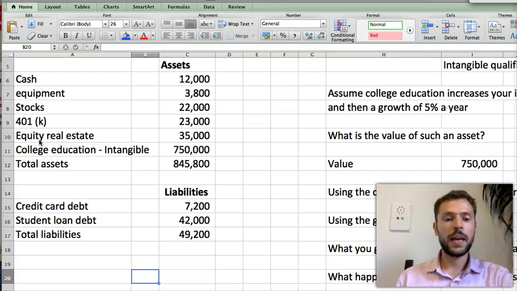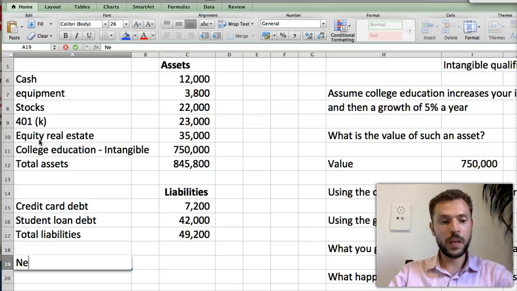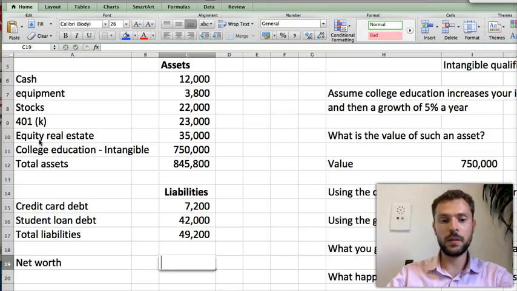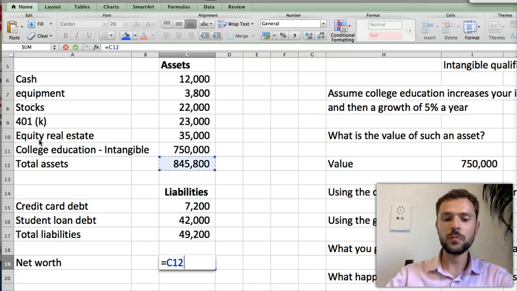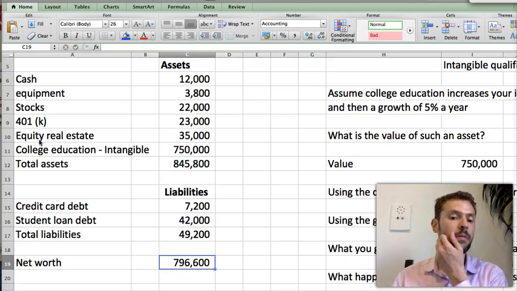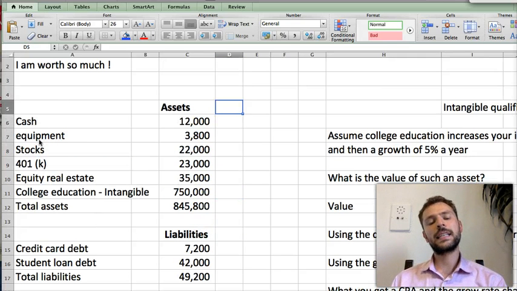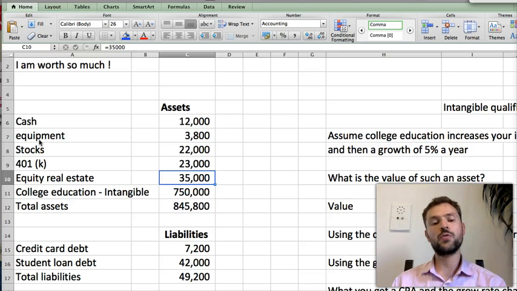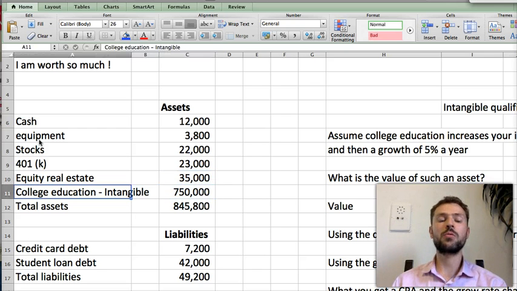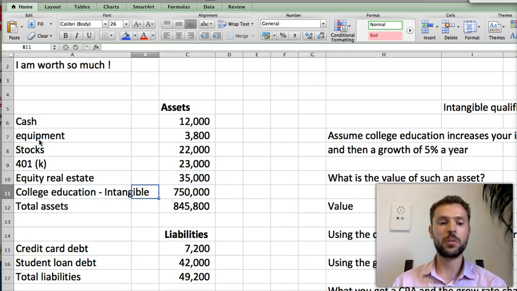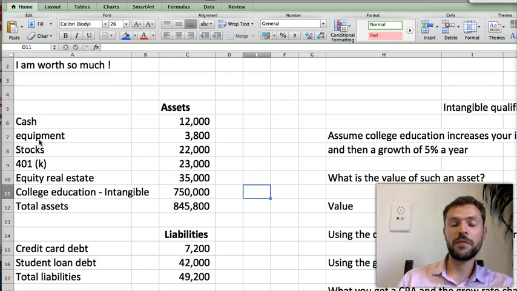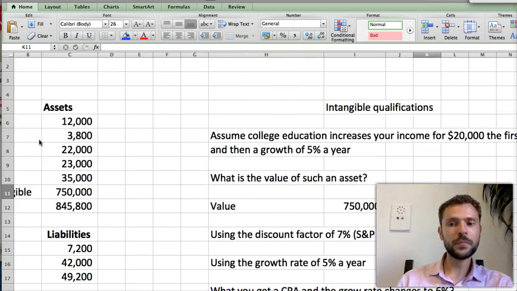And then we can compute a net worth, which is the balance of the two, the net between the assets and liabilities. So what I want you guys to do, for example, is in addition to all your assets that you have that are natural assets, also look at college education, add another one called college education intangible. In this one, I wanted to see if we can compute the value of your college education.